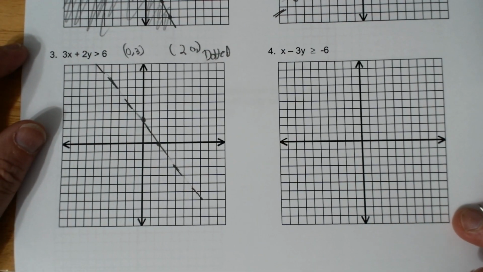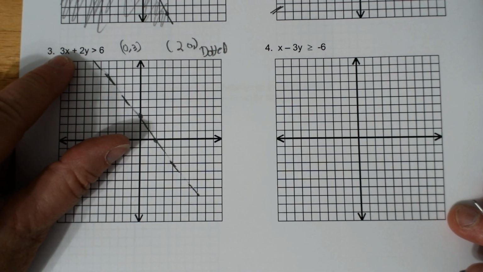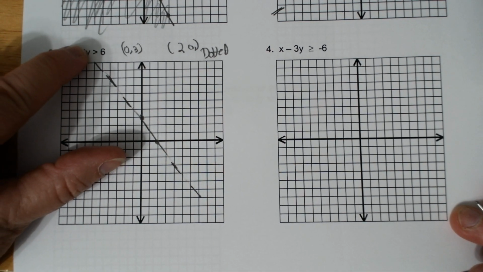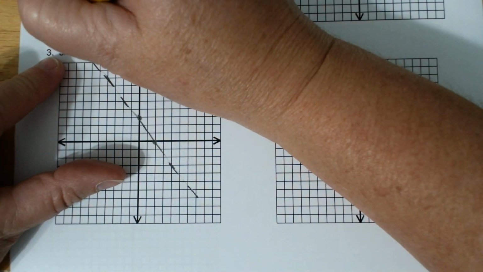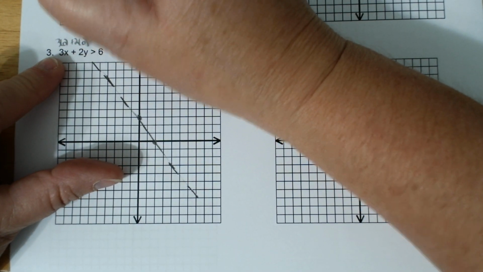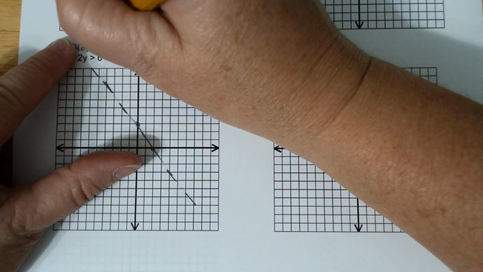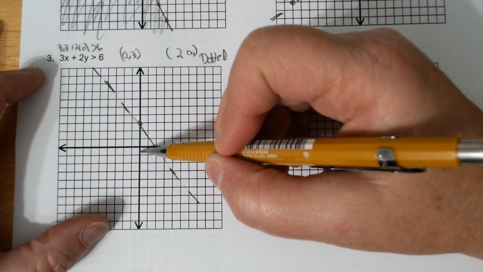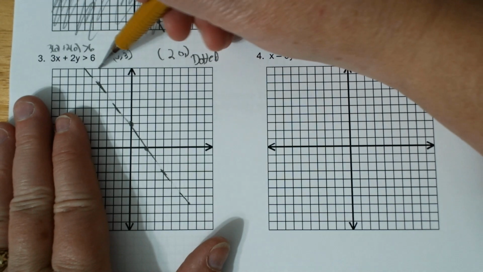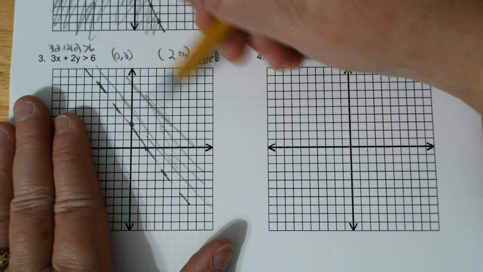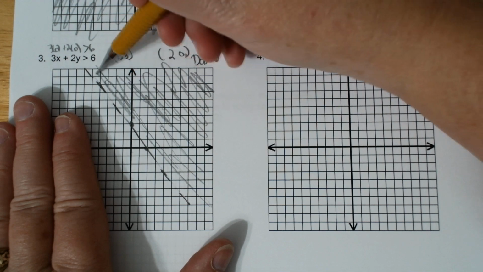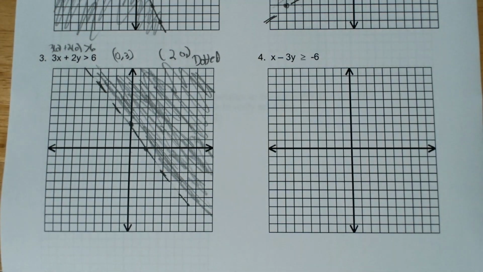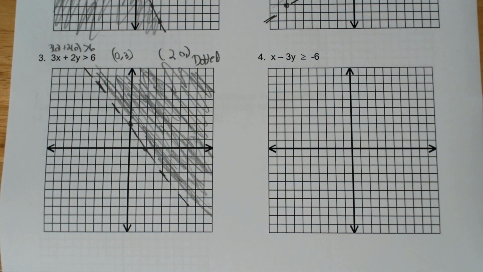Okay, and then I'm going to do my test point. If I put a 0, and this is definitely on one side of the line or the other, so I'm going to put 0 and 0 here, so 3 times 0 plus 2 times 0. That 0 is greater than 6? Is 0 greater than 6? No. So no is not colored. And then you come across the line and color on the other side of the line. Your test points make it extremely easy to figure out what side of the line you're going to do.